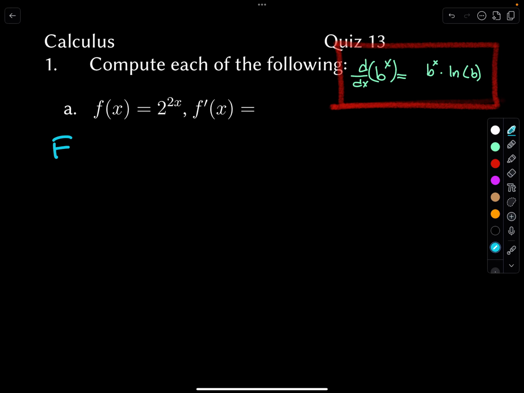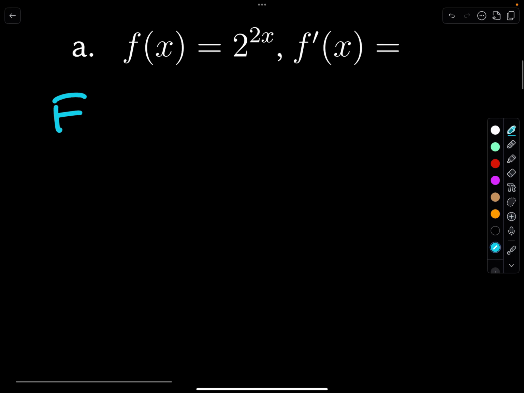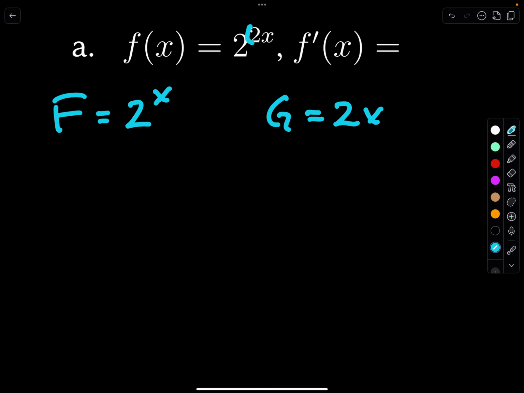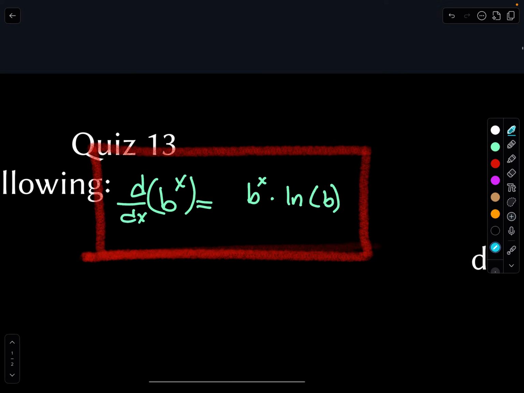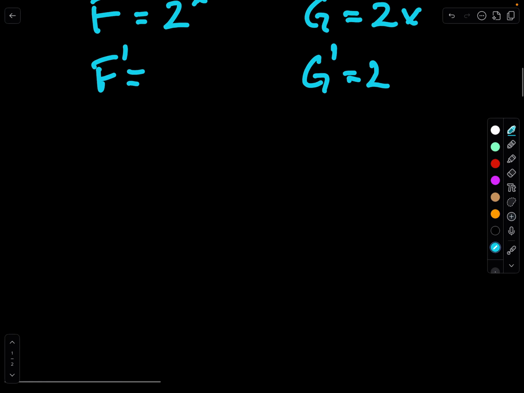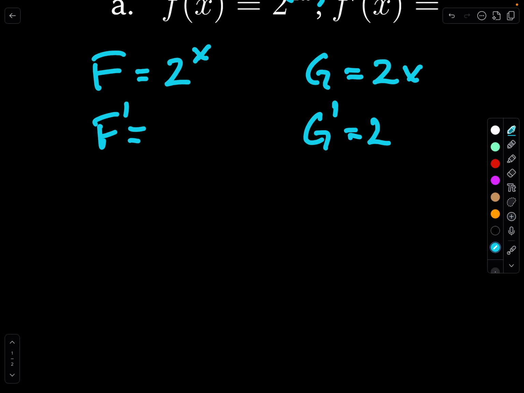Okay, so we have chain rule. So the first thing, f is going to be 2 to the x, and g here is equal to 2x. So notice that you have this 2 to the 2x. So the g there is 2x. g prime is, of course, 2. And f prime, here's where we're going to use that rule up there. f prime, the derivative of 2 to the x, is 2 to the x times the natural log of 2.